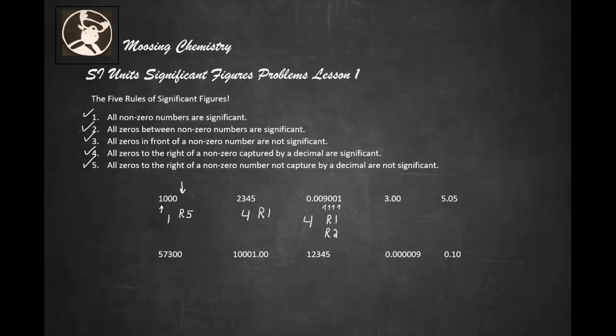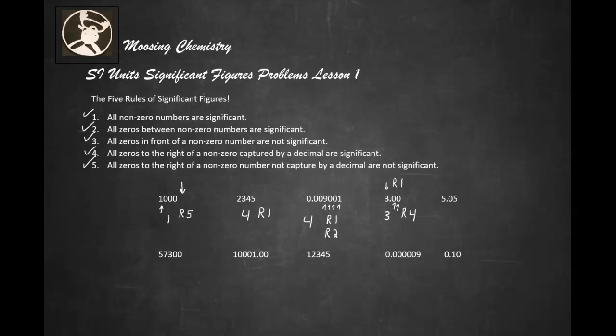Okay, let's look at the next one. There are 3 significant figures in 3.00. Well, the 3 is significant by rule number 1, of course. And these zeros are captured by a decimal. So rule number 4 also applies. So these zeros here are significant according to rule number 4.